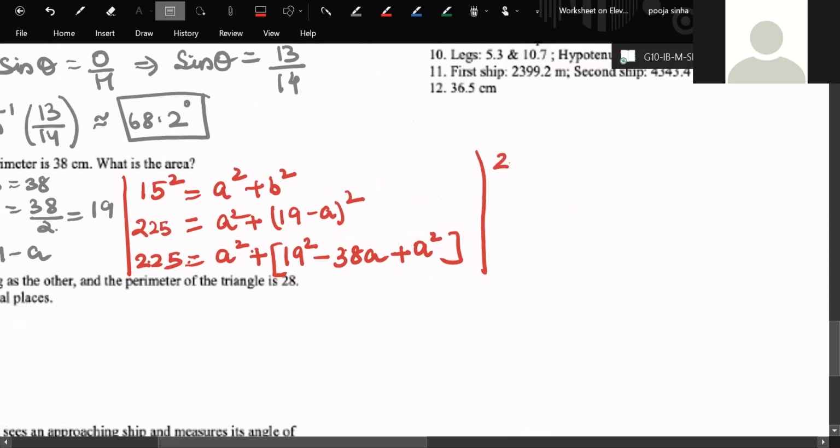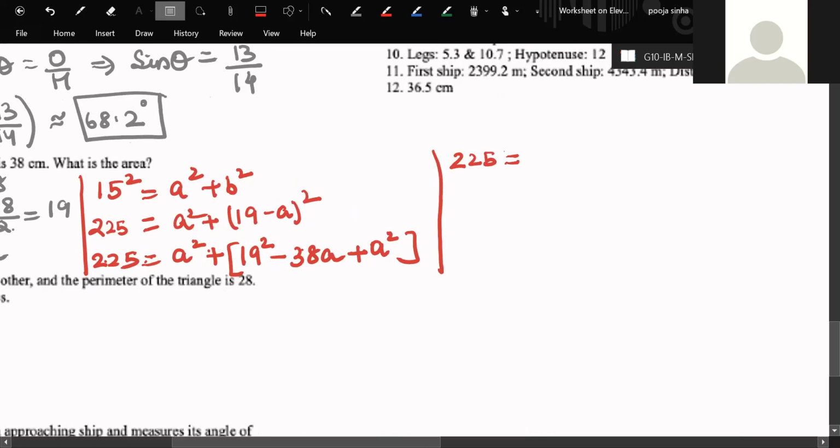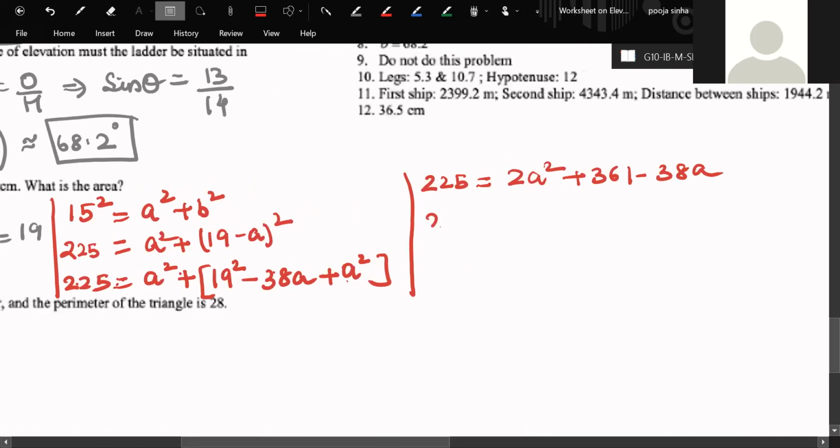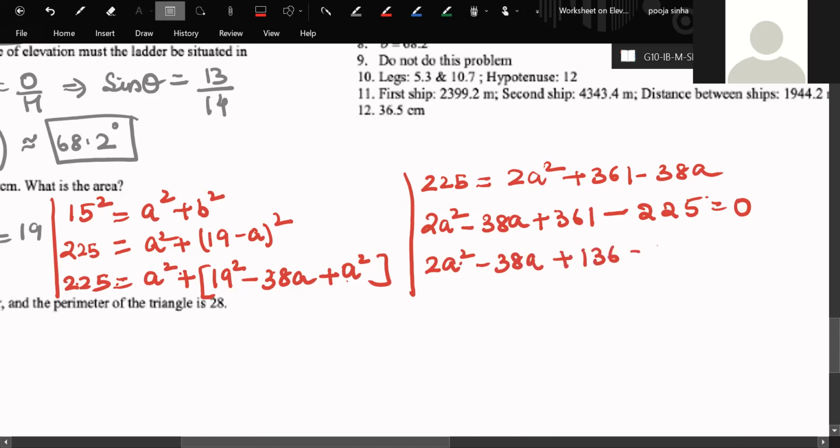Okay, now 225 is equal to, I'll open the bracket now, A square, and this A square becomes 2A square. 19 square becomes 19 into 19, which is 361. Minus 38A. All right. Now what do we do? This becomes like a quadratic equation. 2A square minus 38A plus 361 minus 225 is equal to 0. Absolutely correct. It's a quadratic equation. So 361 minus 225 will become 136. 2A square minus 38A plus 136 is equal to 0.